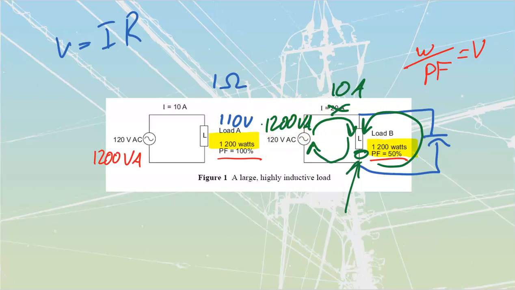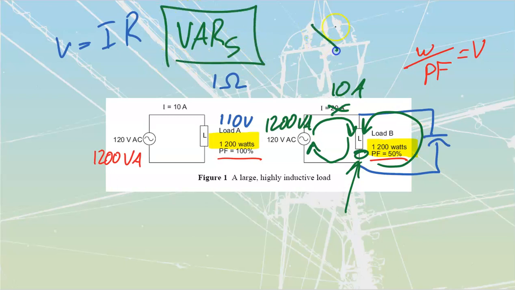How do we do that? Well, what we have to do is add in VARs. The VARs are what we are going to use to cancel. We are not going to use the XL or the XC. We took a look at that inside of the previous learning task, how we try to calculate using XL and XC. It doesn't work when we've got a compound type of circuit, a series parallel type of circuit.